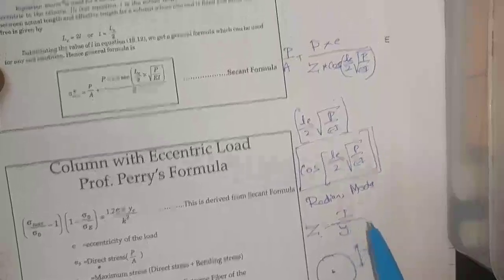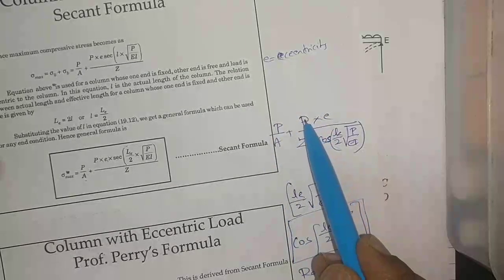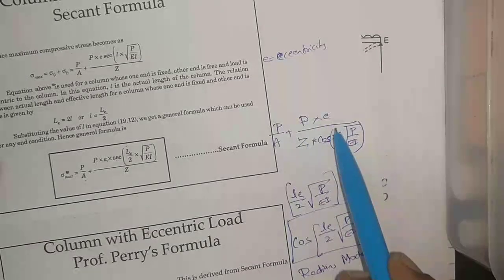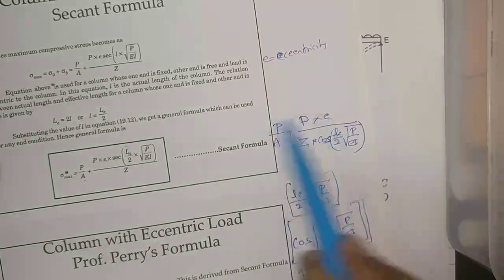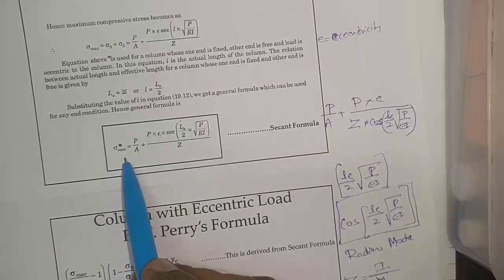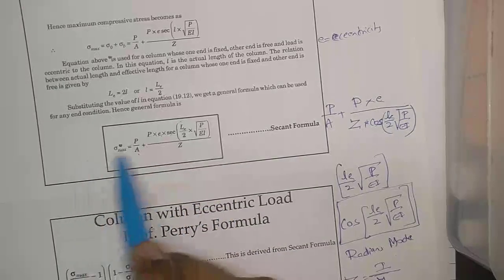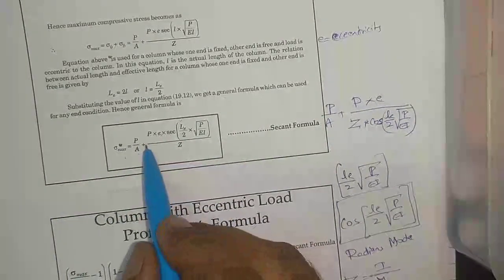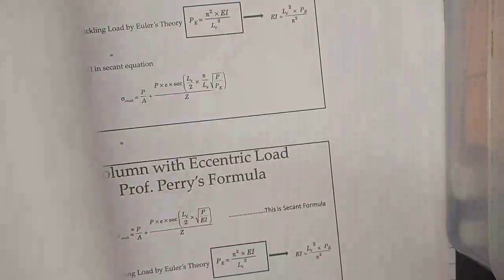After doing this, you go for the remaining part of the problem, that is P into e by whatever result you are getting, plus P by A. This is only for the calculation part. So what you will be getting is the maximum stress. If the problem gives minimum stress, then in place of plus you put minus. So this is how you have to go for the secant formula.